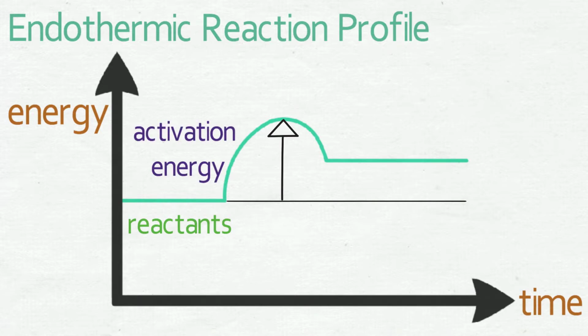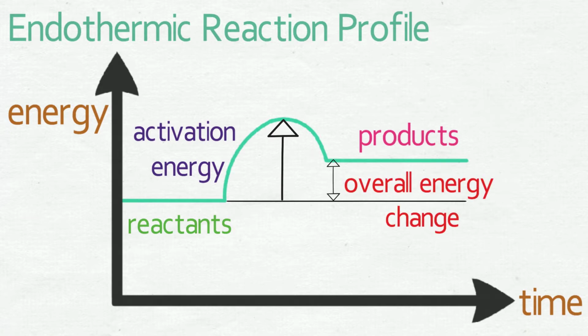We can also see the overall energy change in the reaction profile. With the overall energy change, we're comparing the energy that is in the reactants with the energy that is in the products. For this reaction, you can see that the energy in the products is greater than the energy in the reactants. This means that this reaction is taking in energy and is therefore an endothermic reaction.